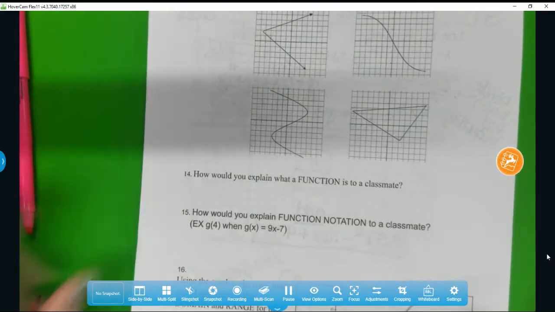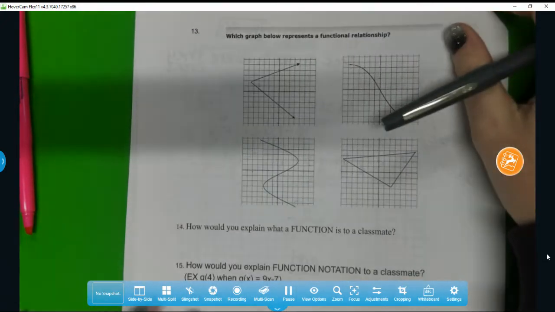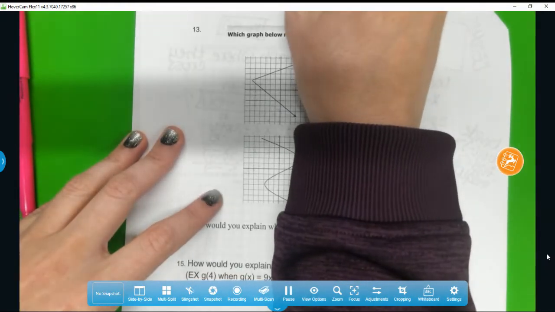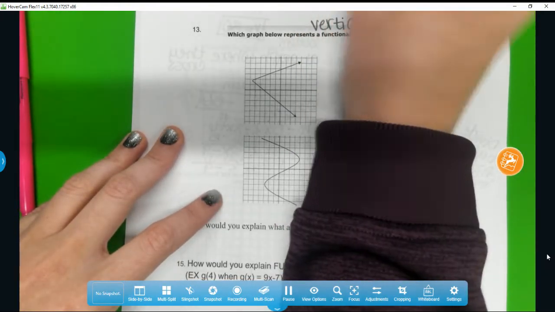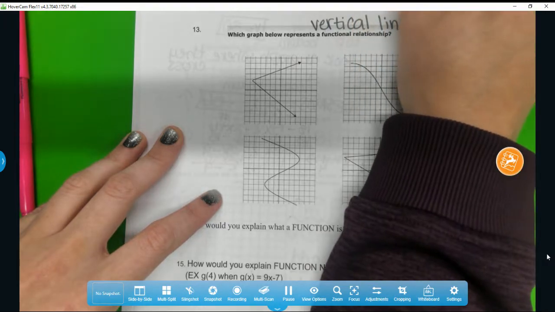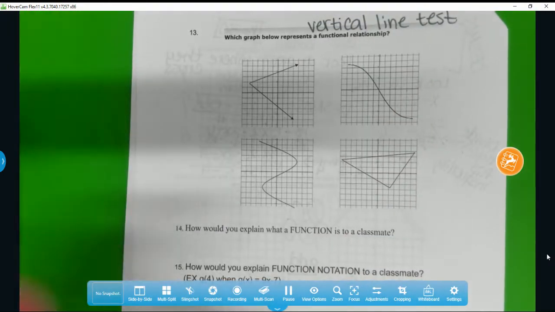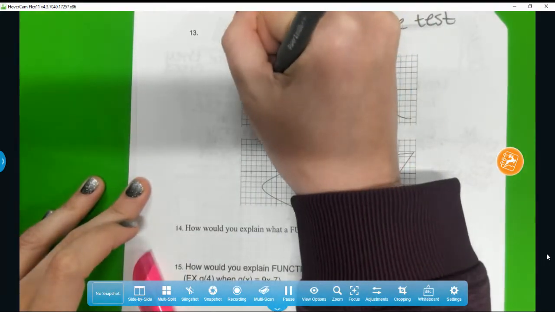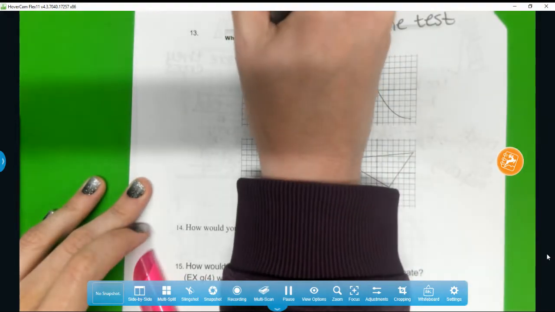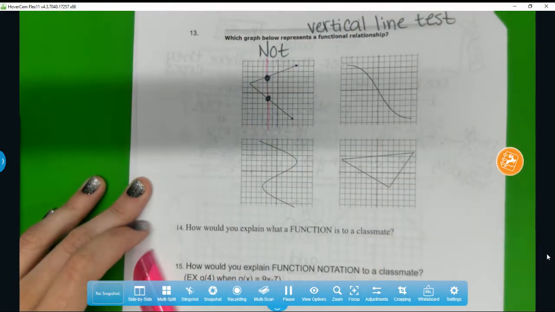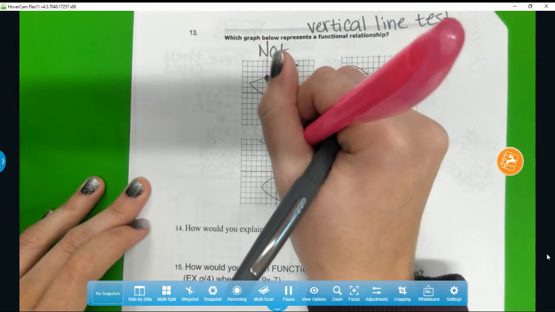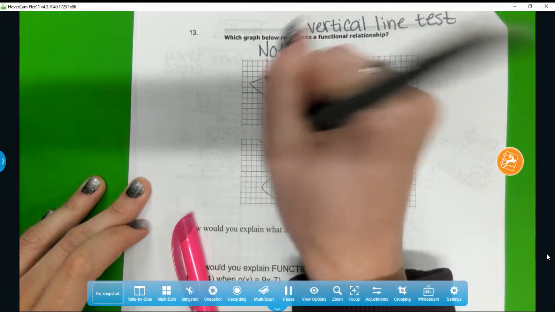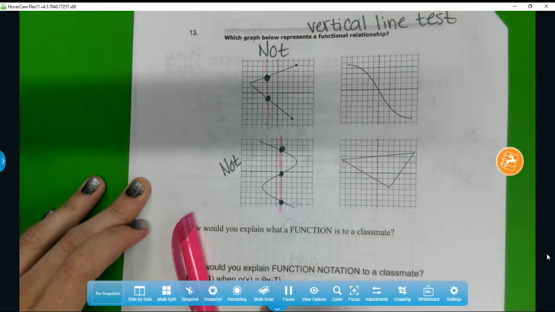Okay, which graph below represents a functional relationship? So since we're looking at graphs, we're going to use the vertical line test. Okay, remember that's when you're looking at vertical lines. So since this one touches here and here, that is not a function. Okay, same thing on this one. It touches at 3 different spots. So that is not a function.